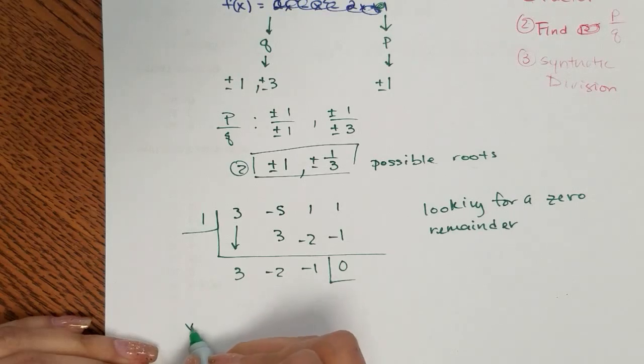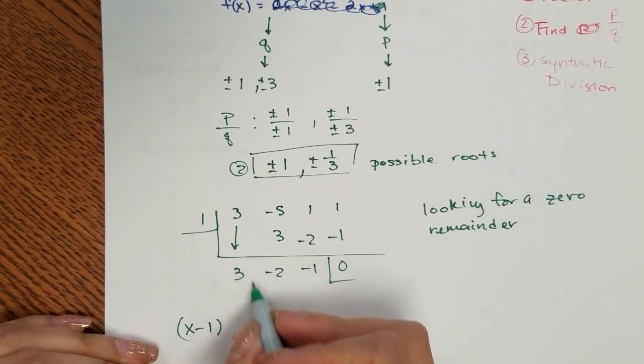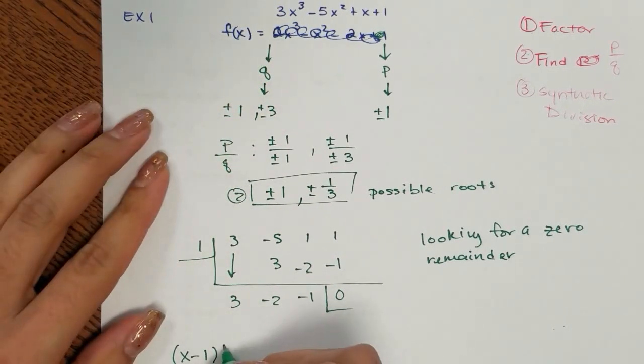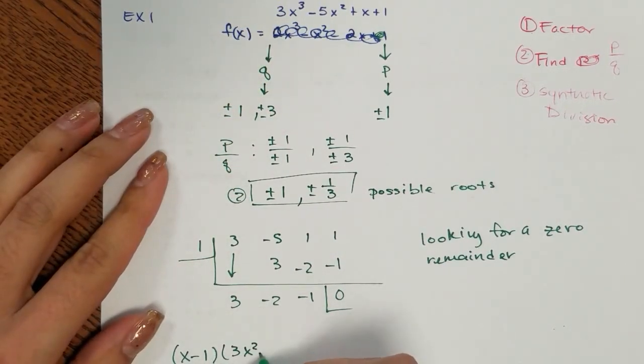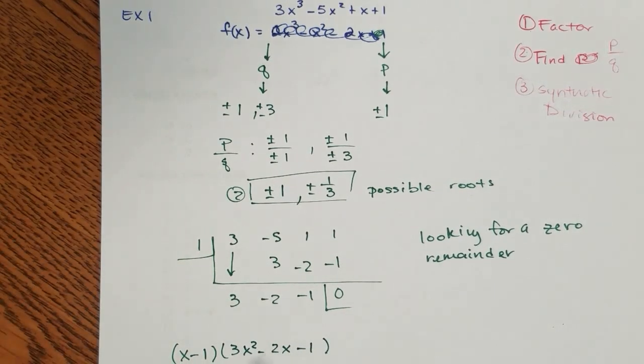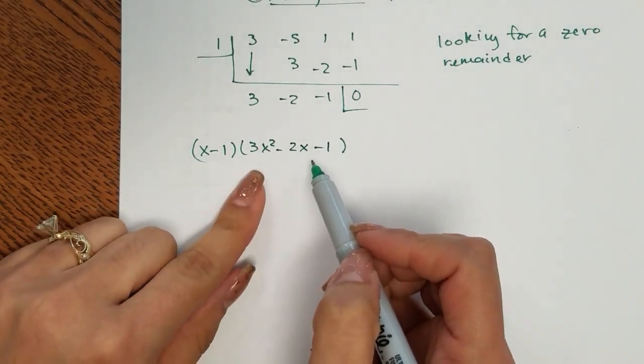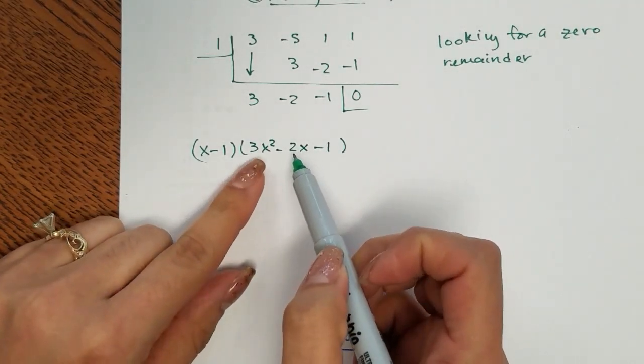So now I have x minus 1 over here is going to be my first root, and then this comes down. Okay, so we had x cubed up here. This is going to give me 3x squared minus 2x minus 1. Okay, we still have to see if this can be factored even further. So let's see if we can do it with our table.